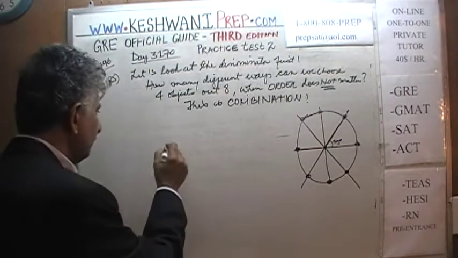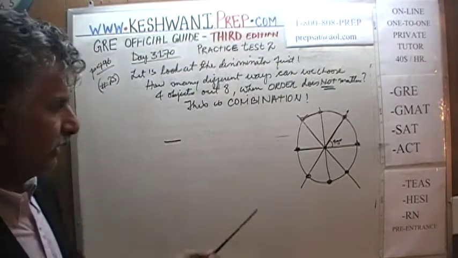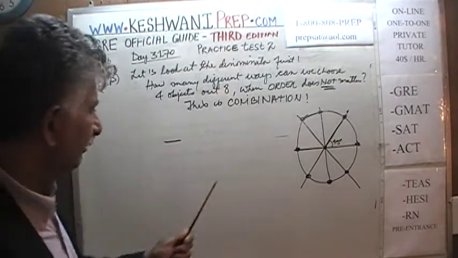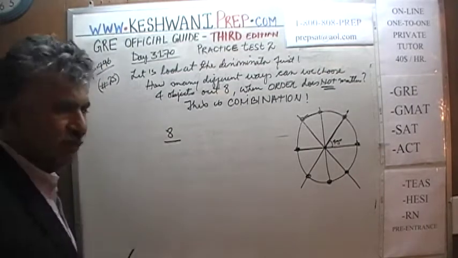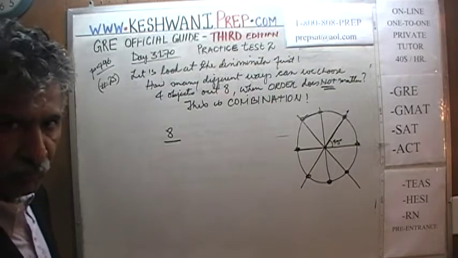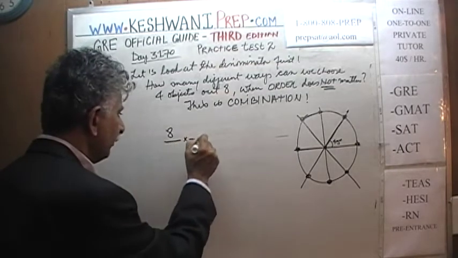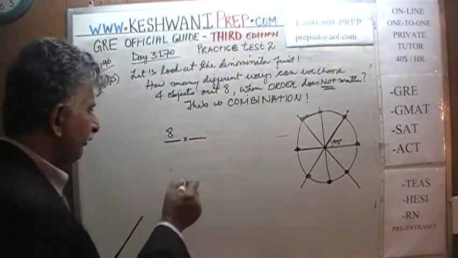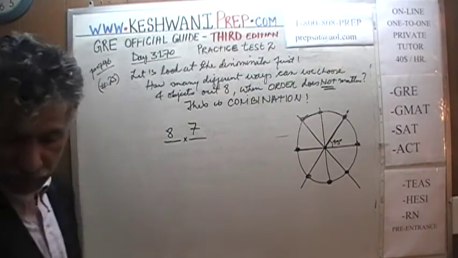How many different ways can we choose the first point? Well, there are eight possibilities, so we have eight different choices of picking the first point. Having chosen the first point, how many different ways can we choose the second point? Well, there are only seven left over, so there are seven possibilities of choosing the second point.